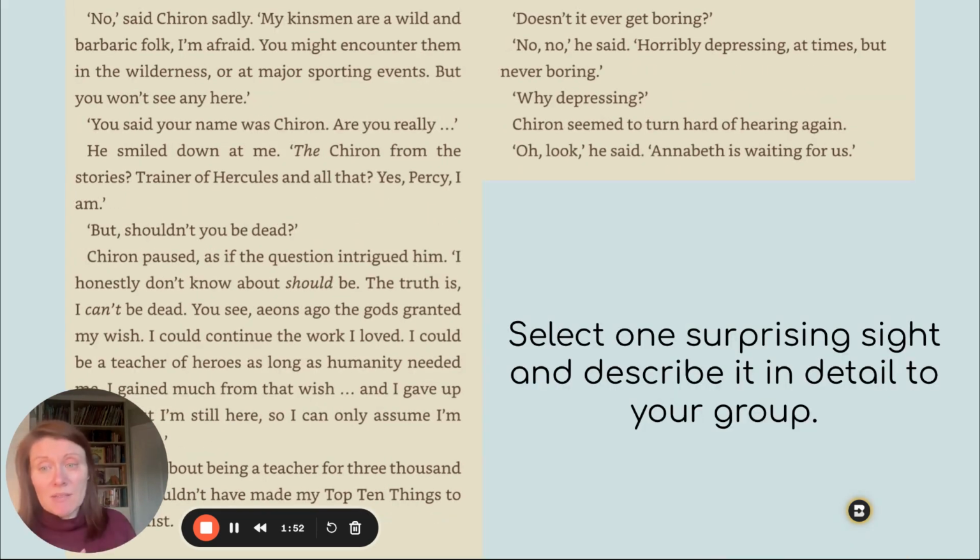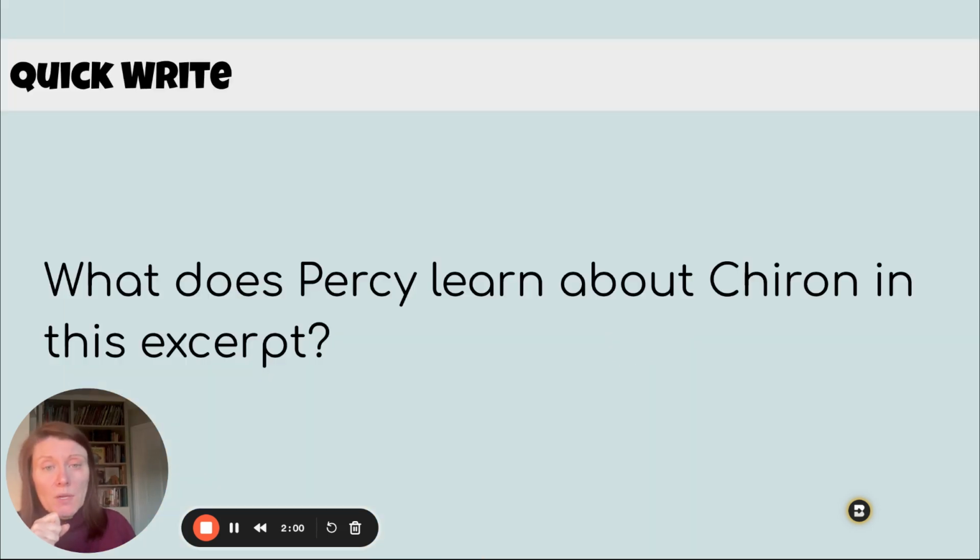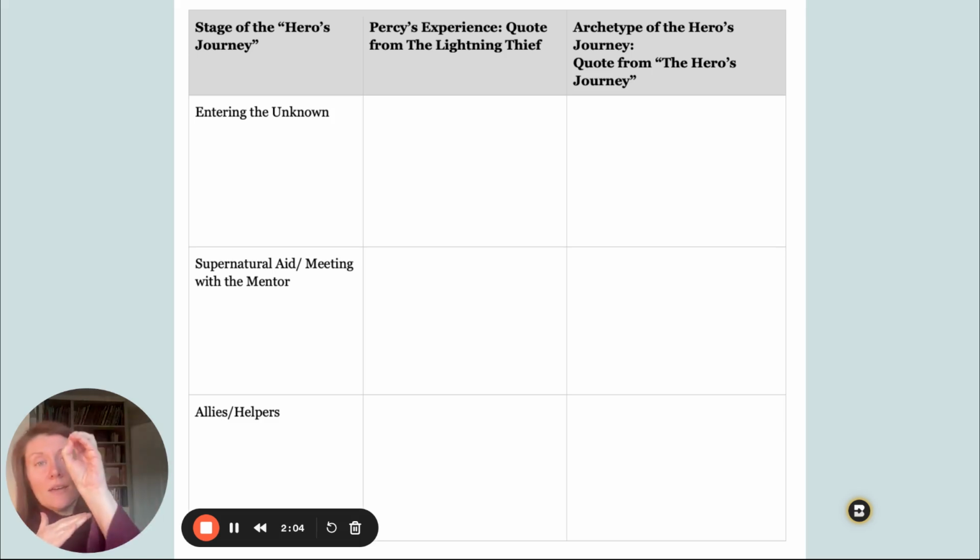So remember, they have time to do this in class because they have read the text at home. So they are selecting one surprising sight and describing it in detail. And they have a quick write then, what does Percy learn about Chiron in this excerpt? And back again, always to the graphic organizer. So we're at the next stage, and they're filling in the graphic organizer there. So in this one, there's a little bit of direct instruction, but an awful lot of them working themselves.